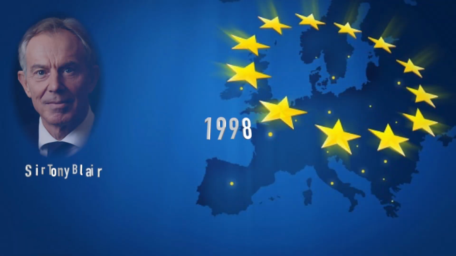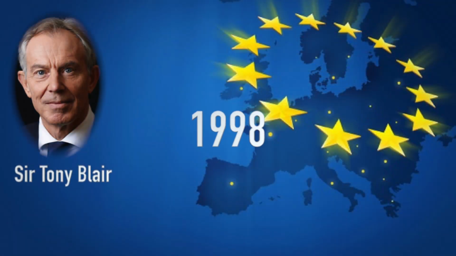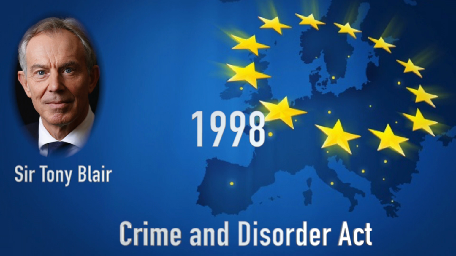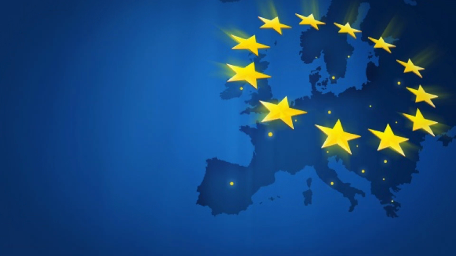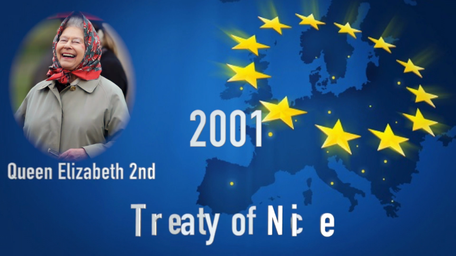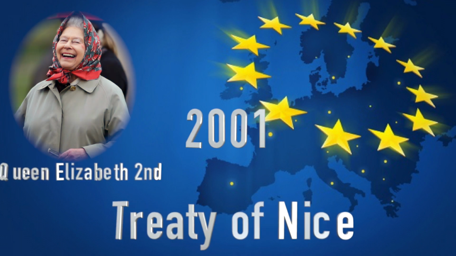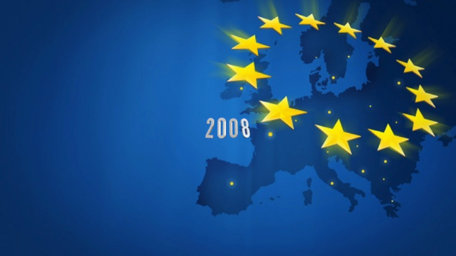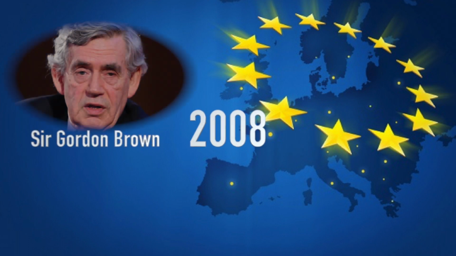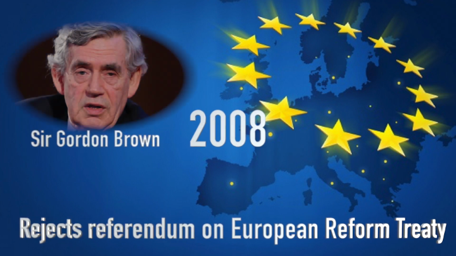In 1998, Tony Blair committed treason by trying to override Magna Carta by introducing the Crime and Disorder Act of 1998. In February 2001, the Queen commits treason, signing away her sovereignty to the European Parliament. In 2008, Gordon Brown commits treason by rejecting a referendum on the European Reform Treaty.